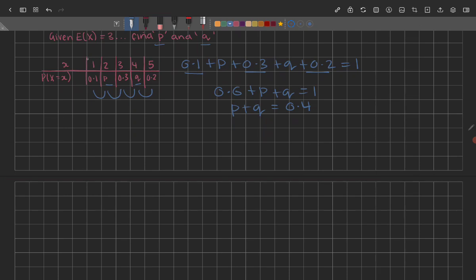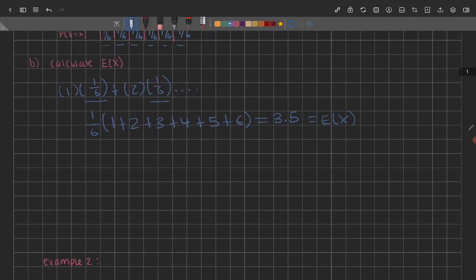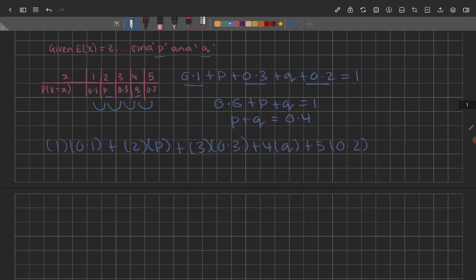For the first one, we do x times the probability of x, add x times the probability of x, add x times the probability of x, add x times the probability of x, add x times the probability of x. We can't use the same rule that we did in part 1, where we simply factored out the probability, because the probabilities aren't the same. And this is equal to 3, and we are given this in the question, E(X) equals 3.